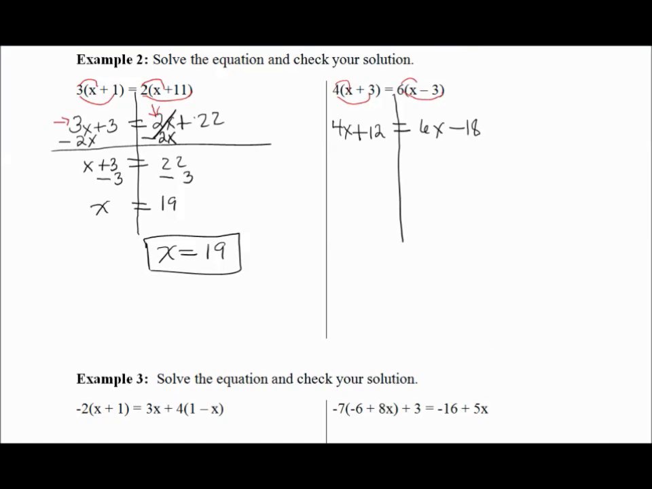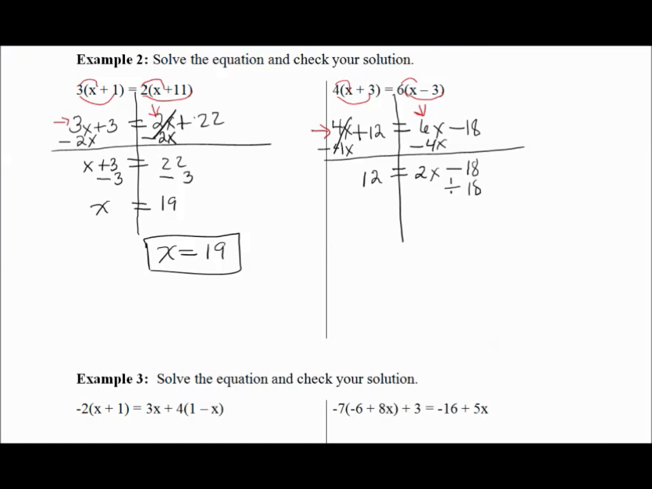So now I focus on the coefficients. And I see that the 6 is larger than the 4. So that means I want to get rid of this 4x. So I'll do the opposite and subtract 4x to both sides of my equal sign. Cancels out. Bring down my 12 on the left. And that equals 6x minus 4x, which is 2x, minus 18. So now I'm left with 12 equals 2x minus 18.